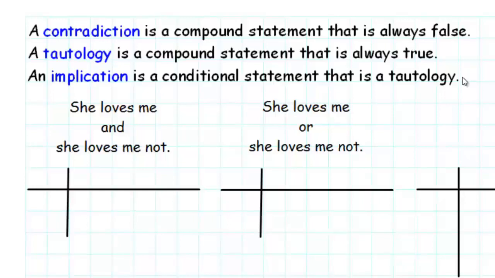Usually when we make a truth table, we get a combination of trues and falses. But there are a couple of special cases, and they have special names. A contradiction is a compound statement that is always false, and a tautology is a compound statement that is always true. We also have an implication, which is a conditional statement that is a tautology.